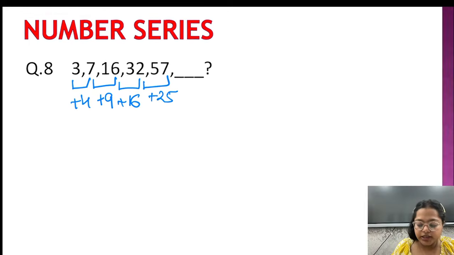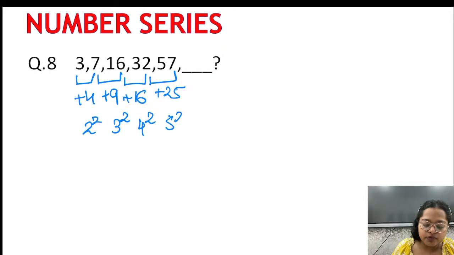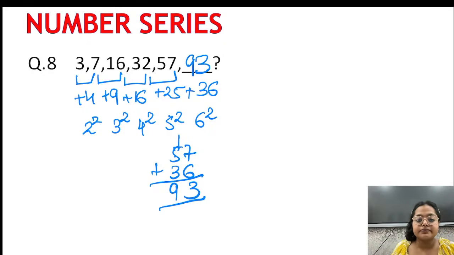So can you see any logic there? 4, 9, 16: neither are they composite numbers, nor prime numbers. So what combination or logic is there to solve this? Okay, so 4 is the square of 2, 9 the square of 3, 16 the square of 4, 25 the square of 5. So what will be next in the series? Square of 6, so 36. We have to add 57 and 36, which is 93. So the answer would be 93. Solved? Easy.